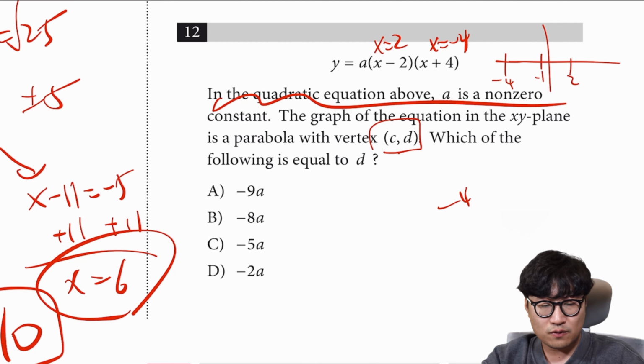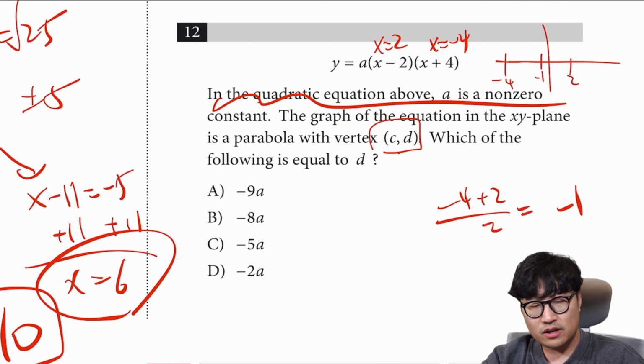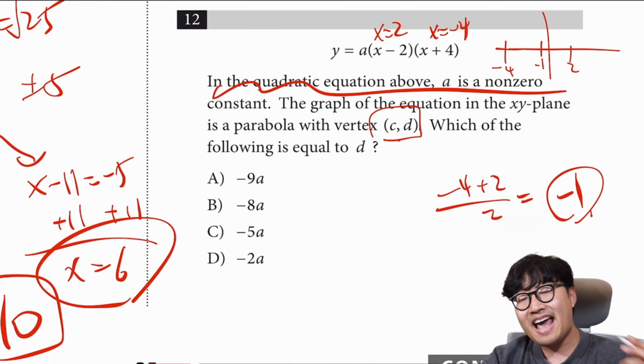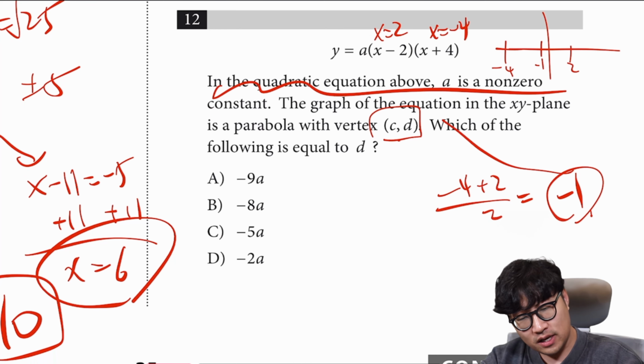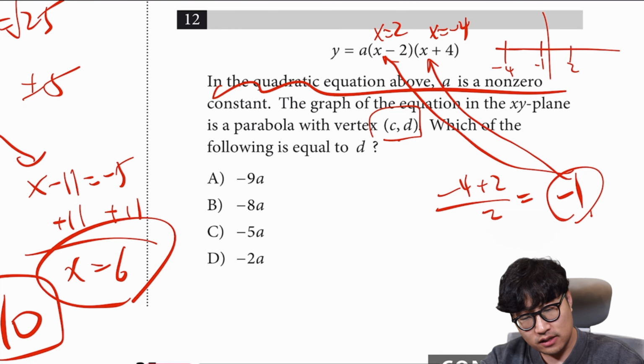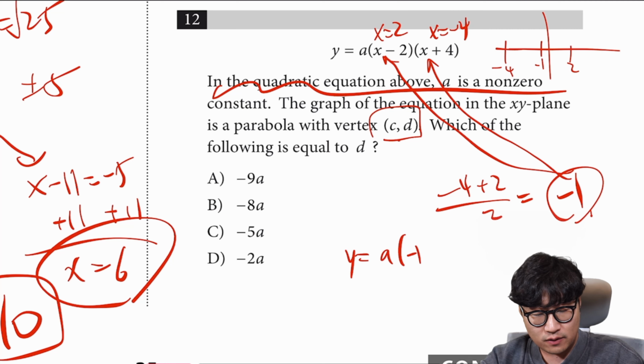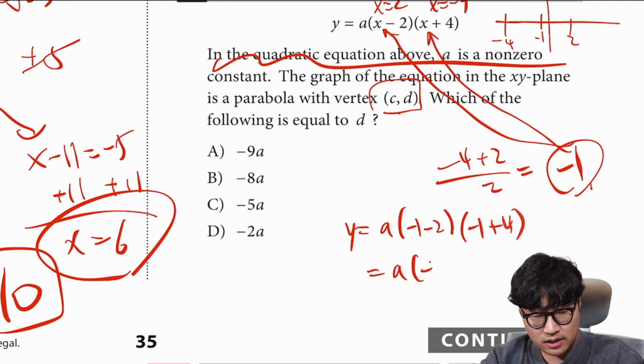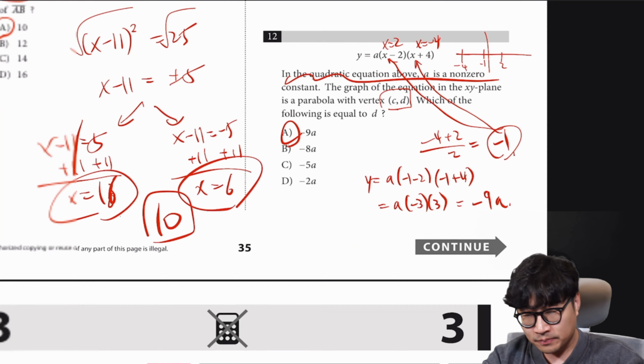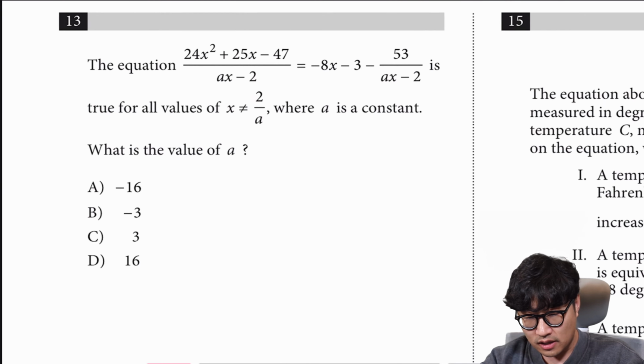How do you get that? Negative 4 plus 2 divided by 2. So that's how I get negative 1. So the x is negative 1. So put that back in over there where the x is. So y is equal to 8 times (negative 1 minus 2)(negative 1 plus 4). So that would be 8 times negative 3 times 3, which is negative 72. Answer choice A. Next, number 13.